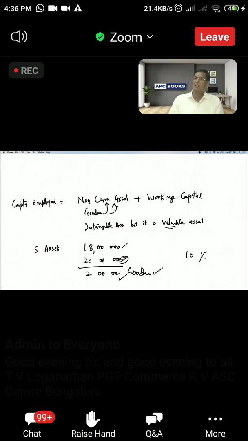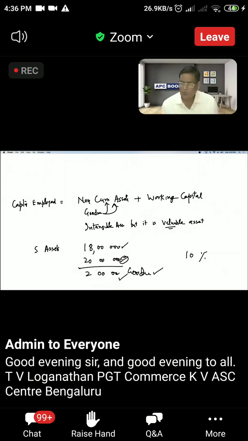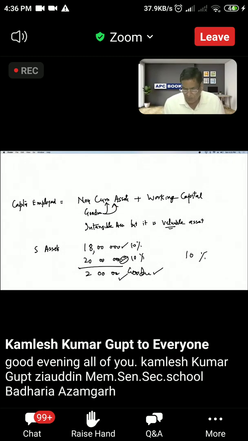We want a 10% return. On which amount? On 18 lakh or on 20 lakh? We have invested 20 lakh. We want return on 20 lakh. So goodwill is a valuable asset. In this chapter, while calculating accounting ratios, it will certainly be added to non-current assets. So non-current assets including goodwill plus working capital.